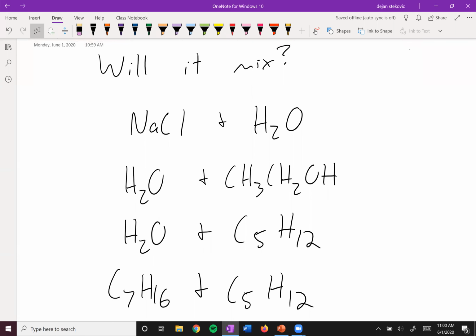All right, so let's take a look at an example of maybe a problem you would see, and a question you might see is, will it mix? So you want to go ahead, pause the video, go through all four of these scenarios, think about what intermolecular forces are present. Remember, like dissolves like, and predict whether these will mix or not mix. So go ahead, pause the video and do that.